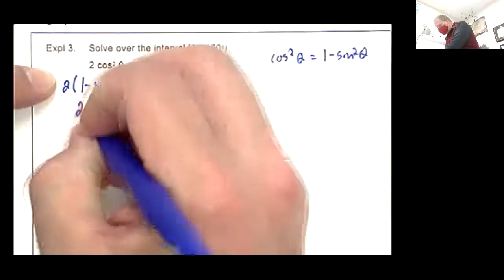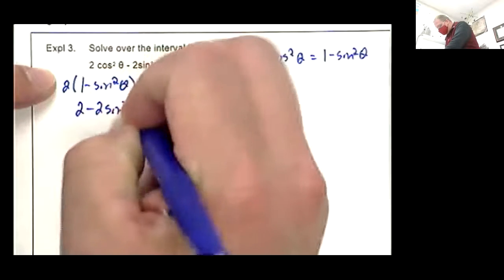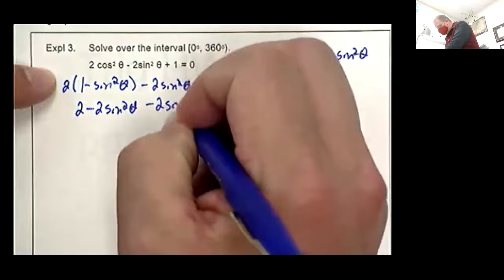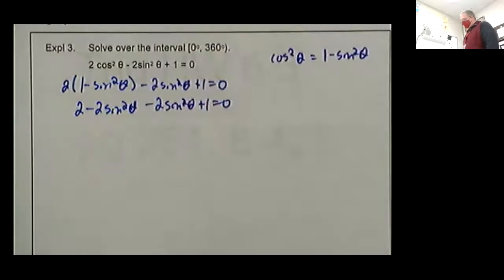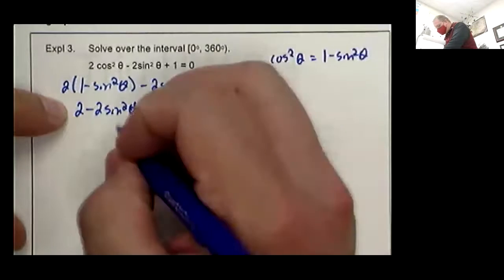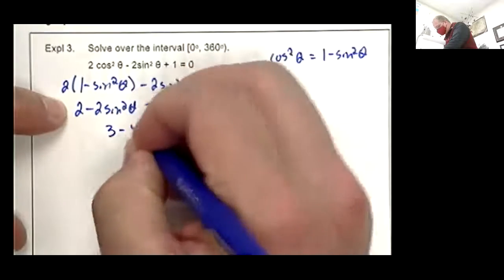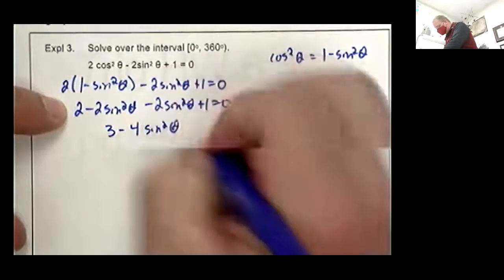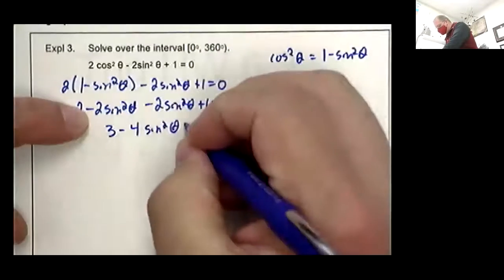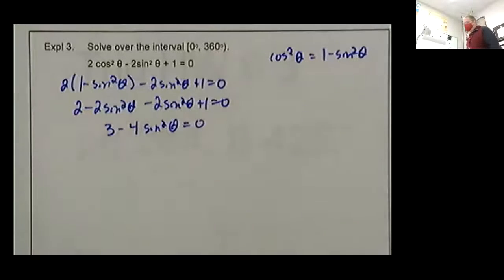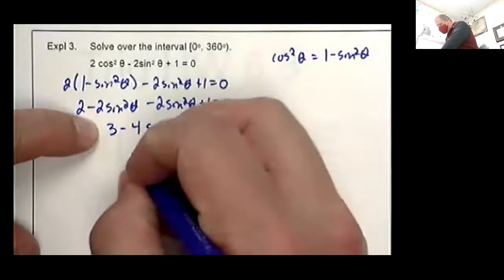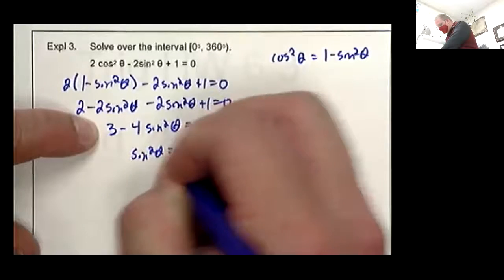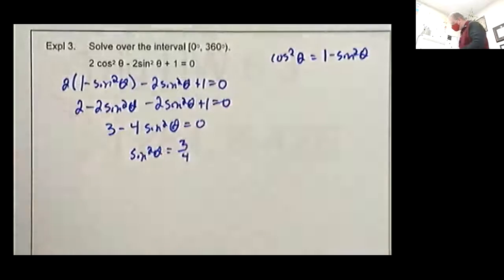We'll run this through distributive property. So that's 2 minus 2 sine squared theta minus 2 sine squared theta plus 1 is equal to 0. That's going to give us 2 plus 1 is 3 minus 4 sine squared theta. Those are the same, so we can combine my terms. Now we want to solve for sine squared of theta, so we're going to subtract 3, divide by negative 4, so sine squared theta is equal to 3/4.